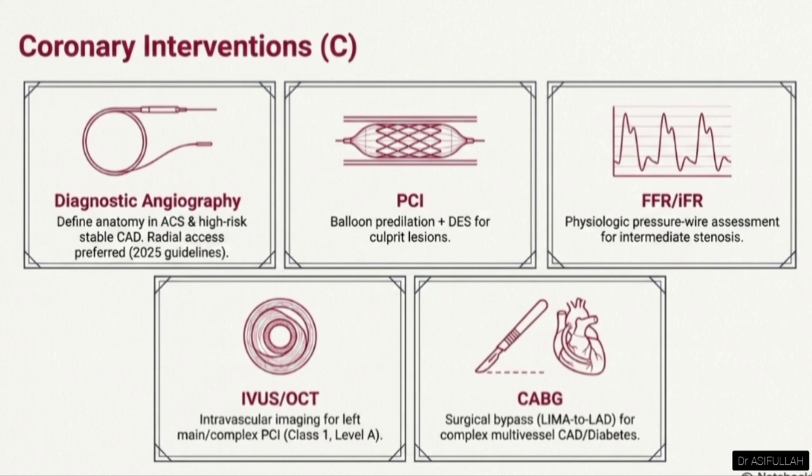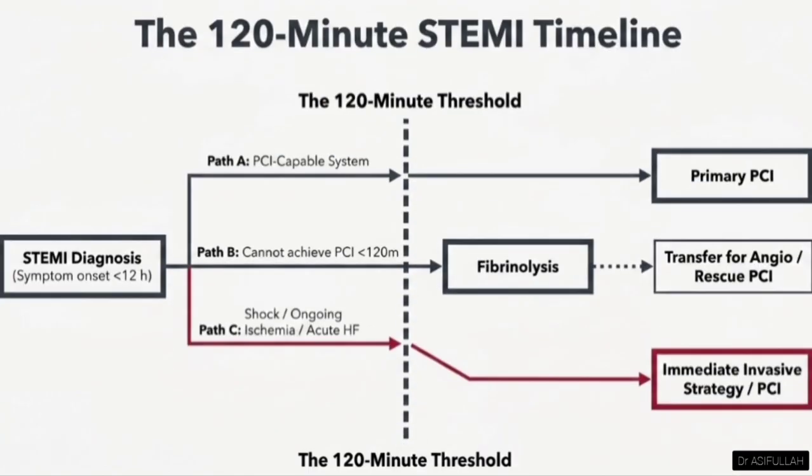And surgical bypass is a very good procedure for mortality reduction in triple vessel coronary artery disease, left main stem disease, LAD disease, especially in diabetics. Very important to go for coronary artery bypass grafting. The 120-minute STEMI timeline is that if a PCI-capable hospital is there, you go direct for PCI. If otherwise, go for fibrinolysis and then transfer for angiography with rescue PCI. And in other cases where the patient is unstable, with ongoing shock, ongoing ischemia, or acute heart failure, an invasive strategy is immediately proceeded with.